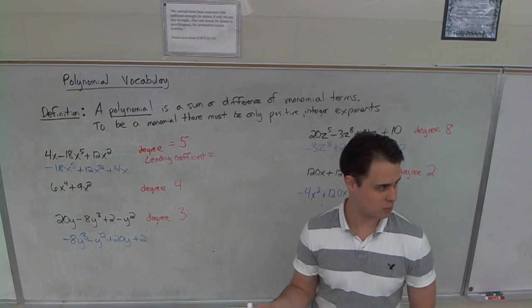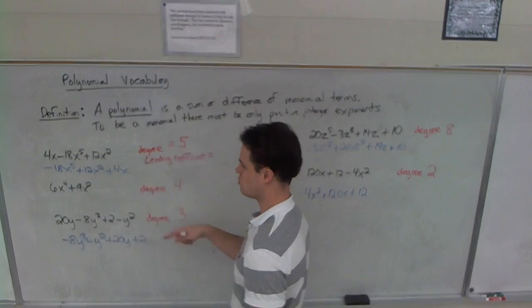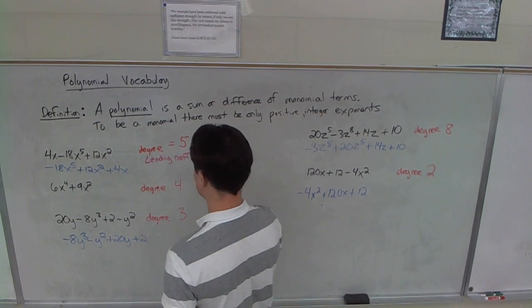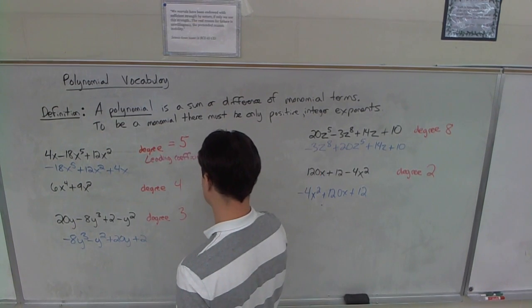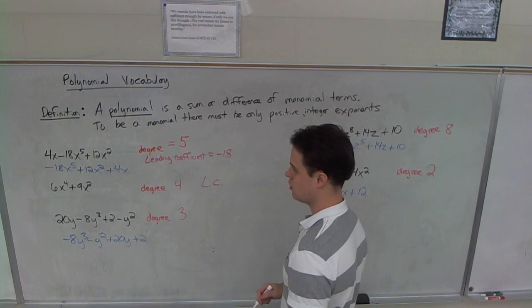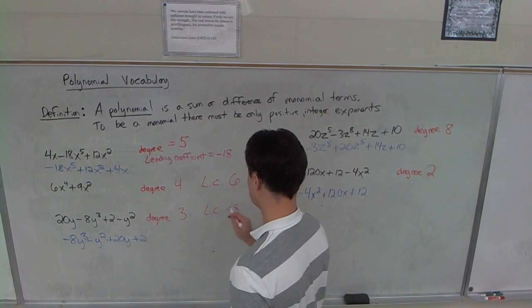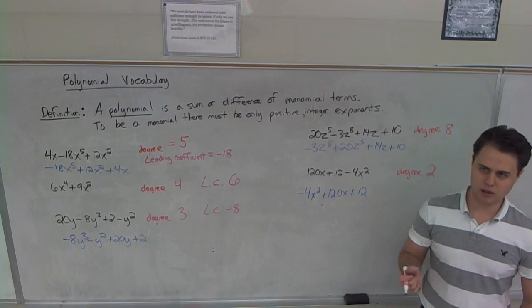You'll find out when you look at polynomials and study them. So the leading coefficient actually makes a difference. So what's the leading coefficient for this guy? Negative 18. If it's in descending order, that should be easy to pick out. So the leading coefficient, I'm going to abbreviate. You guys can do that if you like. 6, and here, -8.